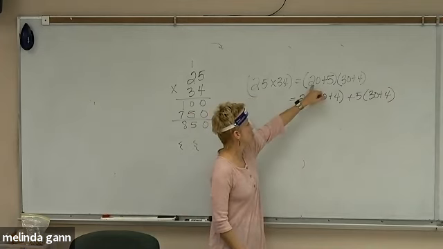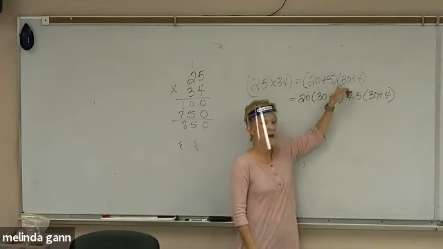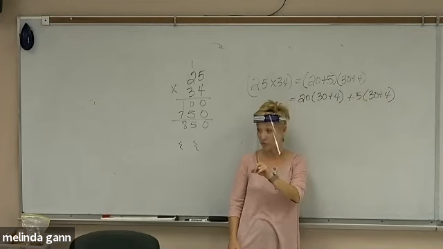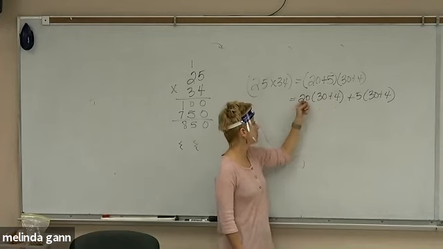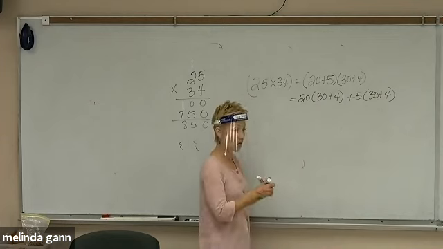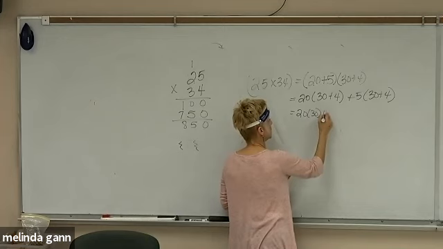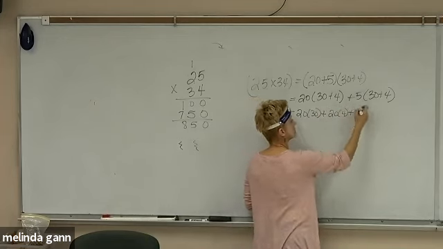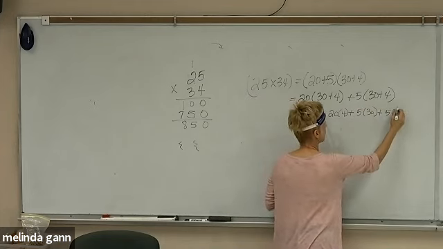So do we understand that's a 20 times this parenthesis, plus that's gonna be a 5 times what? That parenthesis. That's the first time I use the distributive property of multiplication over addition. Now I'm gonna use that property again. That's the first one times that one, plus the first one times that one. All right. So I've got 20 times 30, plus I've got 20 times 4. Plus I've got 5 times 30, plus I've got 5 times 4.